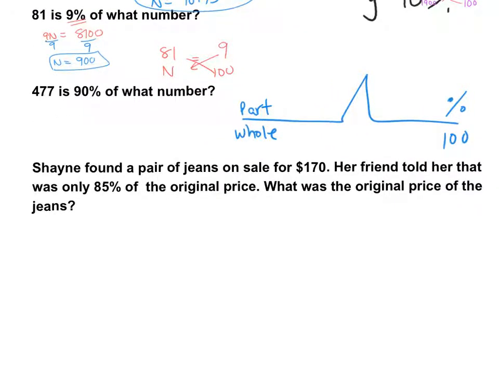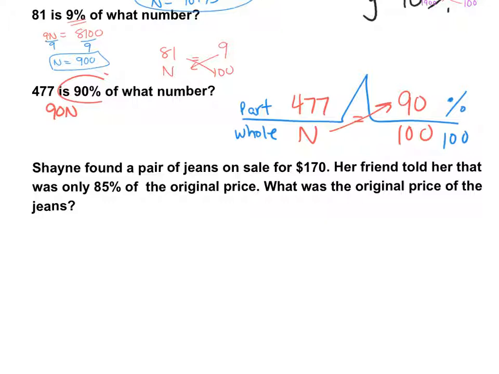477 is 90% of what number? Well, 90%, I'm just going to put right there immediately. It's telling me that I am taking 90% of some number that I don't know. That means that must be the total, the whole. I took 90% of an unknown number, and 477 was the part, because it's 477 out of some number. That's where I get my proportion.